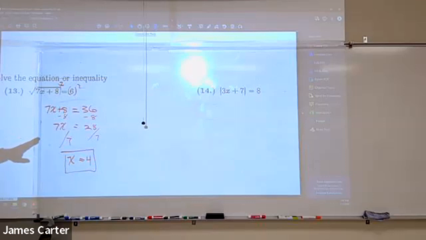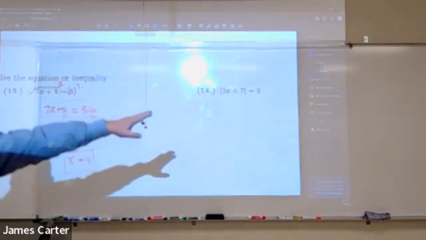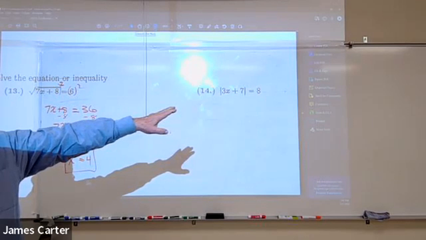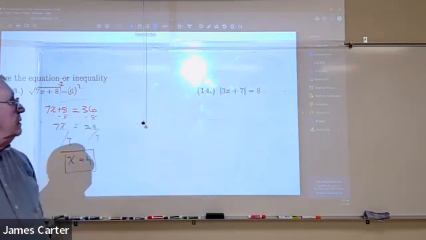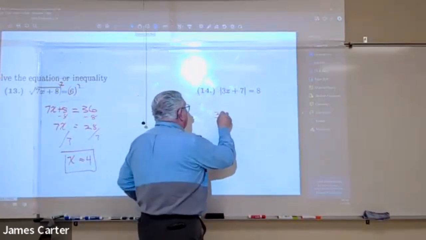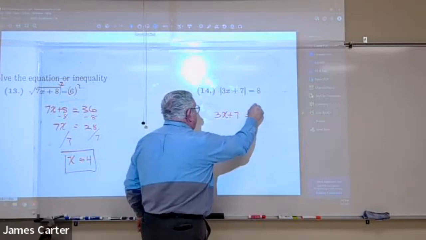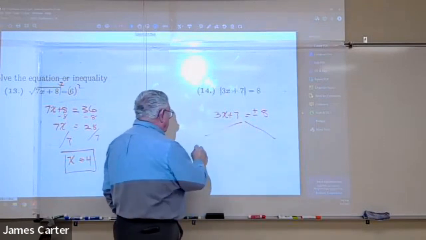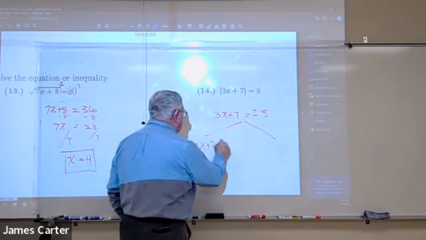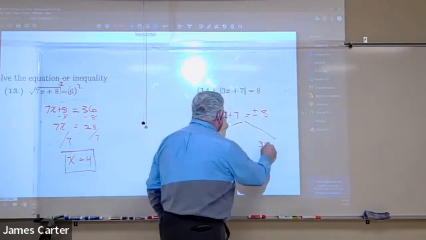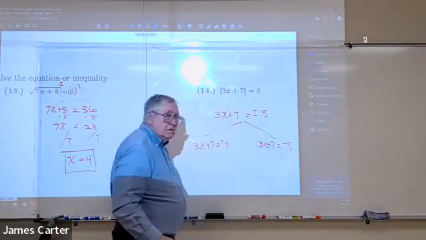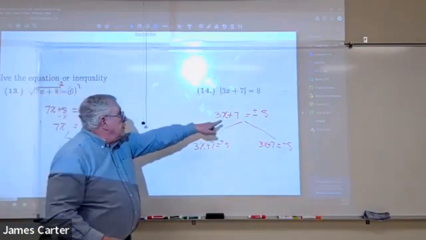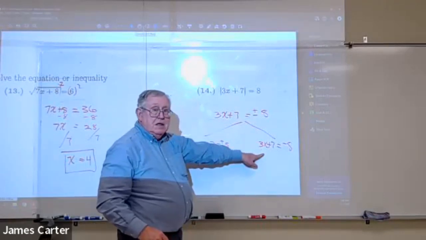What's the biggest mistake that I told you on the test review that people make on this problem? They forget to do the plus or minus on absolute values. When we get rid of the absolute value, then we have to make this plus or minus 8. Well, that generates 2 problems. 3x plus 7 equals positive 8, and 3x plus 7 equals negative 8. People forget to do that negative side.